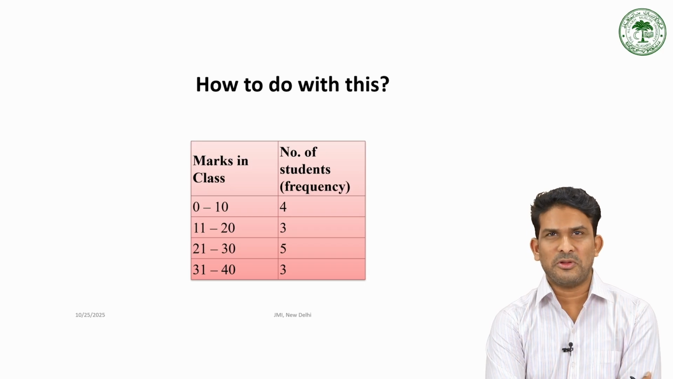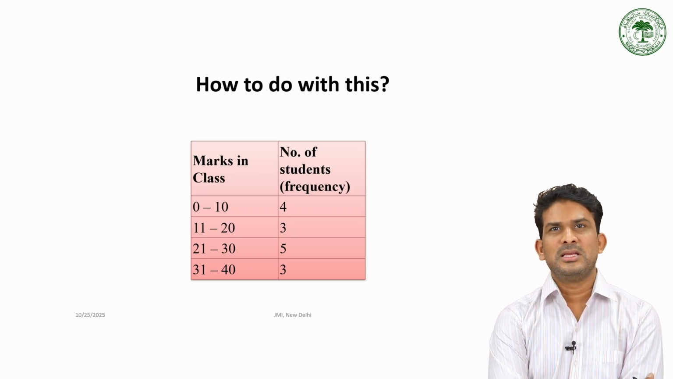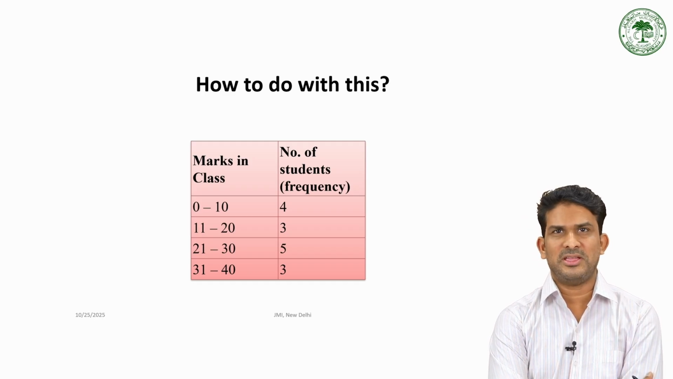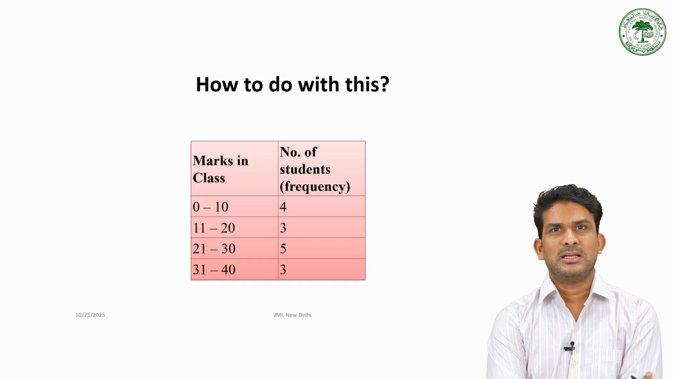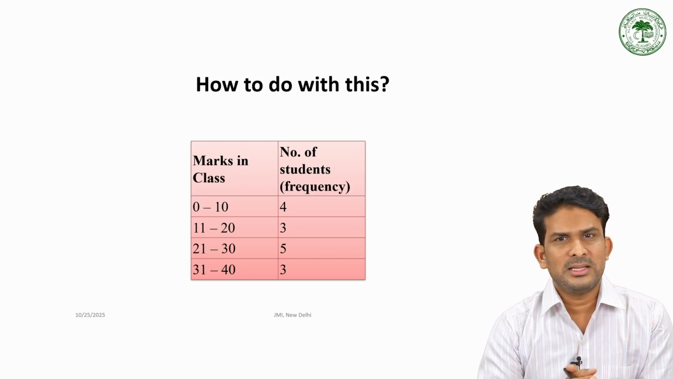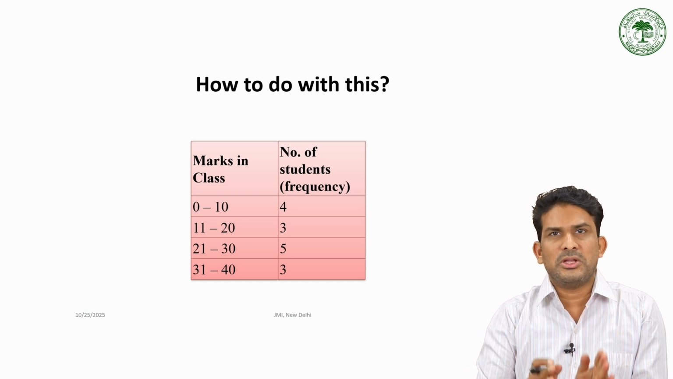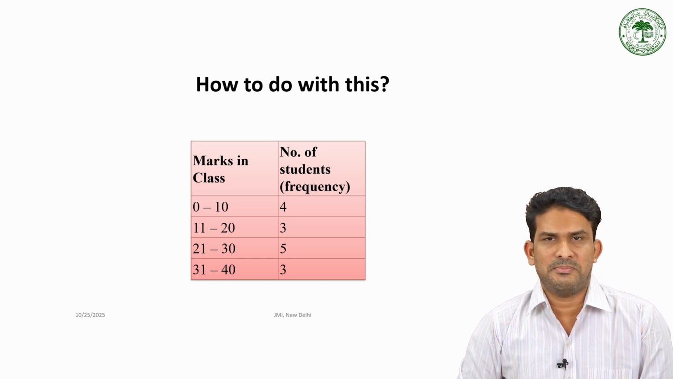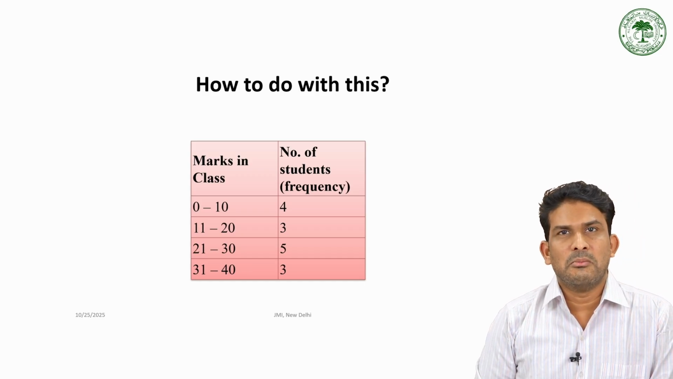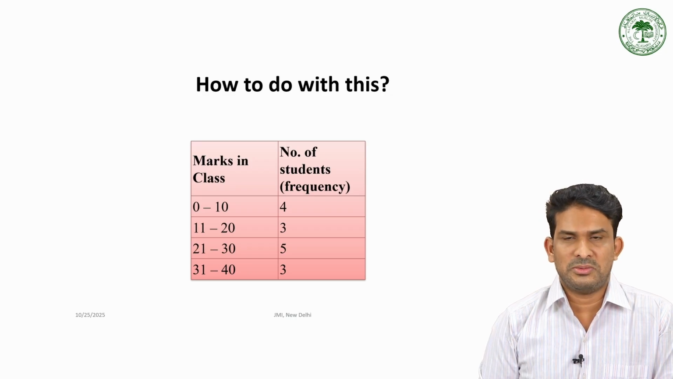Yes, 0.5 to be subtracted from the lower limit and 0.5 to be added to the upper limit. That is the way we are making it exclusive. Clear? So, I am not doing that. Based on the modal class, you can do it for the specific class only. Now we have to work out the mode for this kind of distribution, that is, an inclusive distribution.